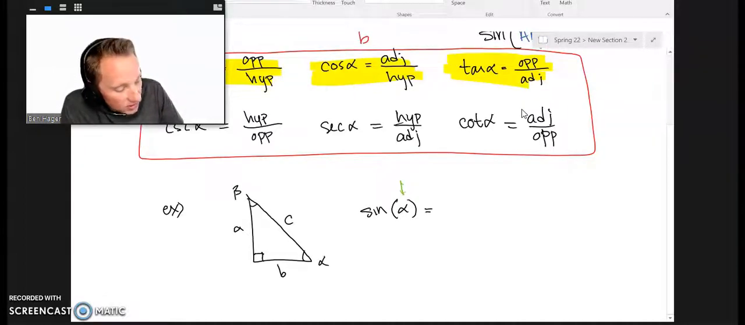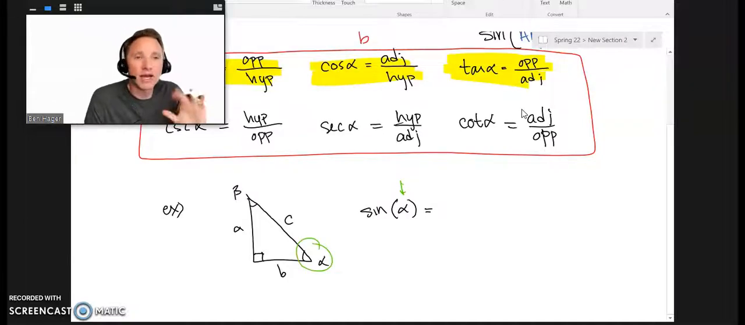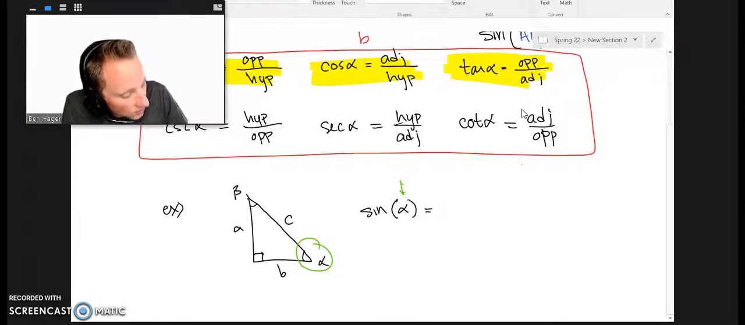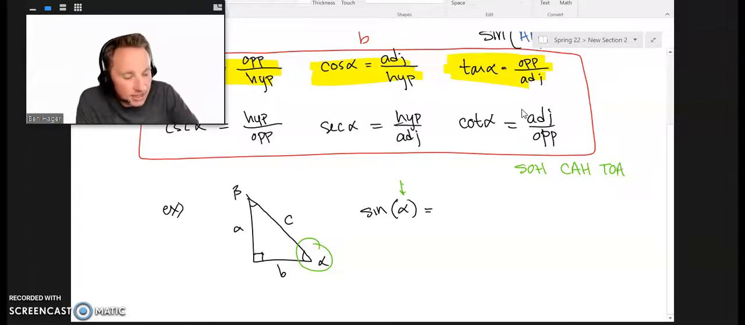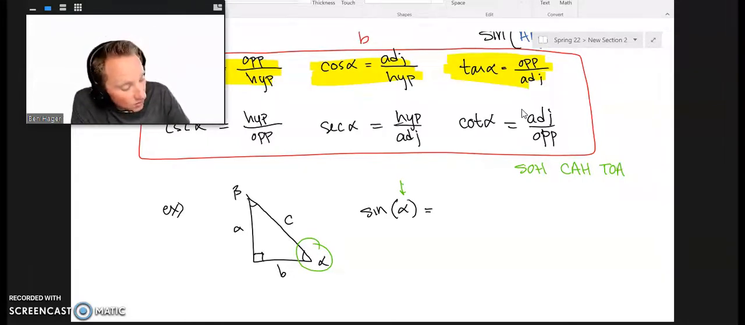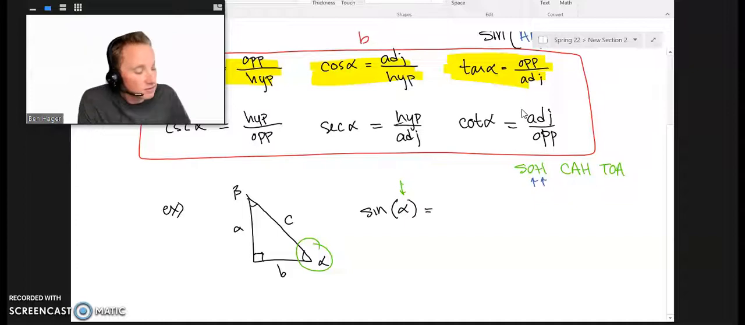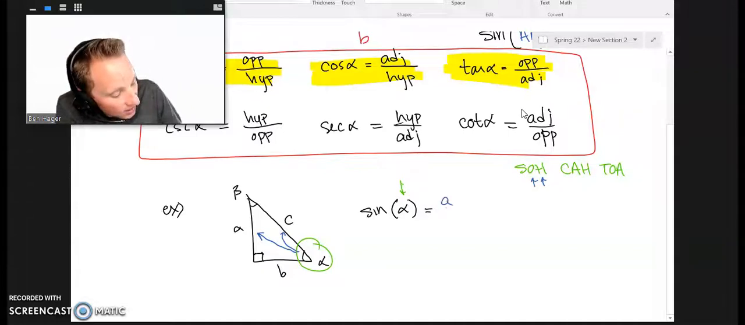So the angle tells you where you're standing. Okay, I'm standing at angle alpha. Now sine, if I remember, Soh Cah Toa, sine means look for the side that is opposite your angle and divide it by the hypotenuse of the triangle. So standing at alpha, side A is opposite, and C is the hypotenuse of my triangle. So this should be A over C.